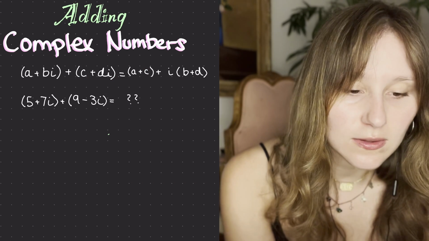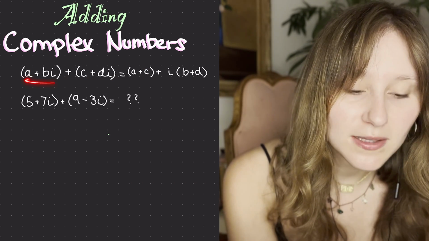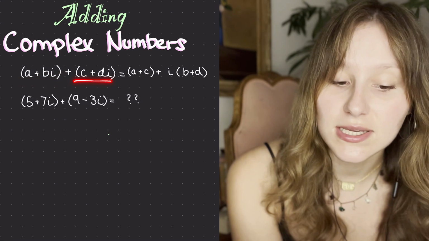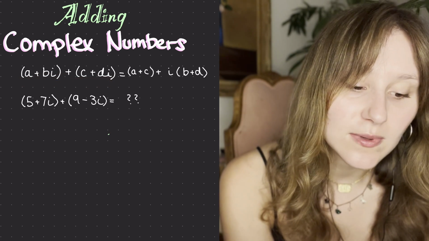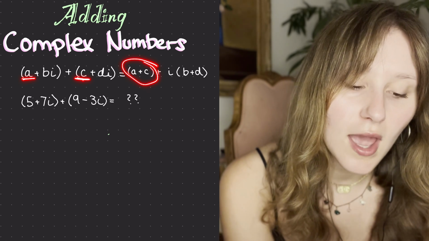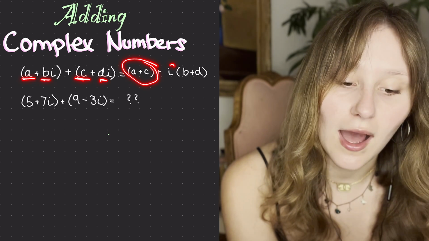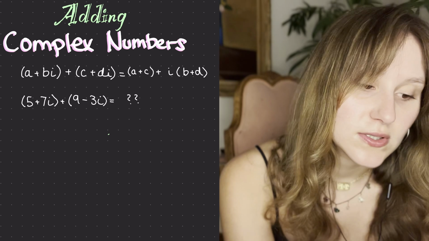The way that we do this, we have a plus bi, that's one complex number, plus c plus di, another complex number. The way we do that is we add the real parts, and then we add the imaginary parts with that i on the outside, right? So let's do this one.